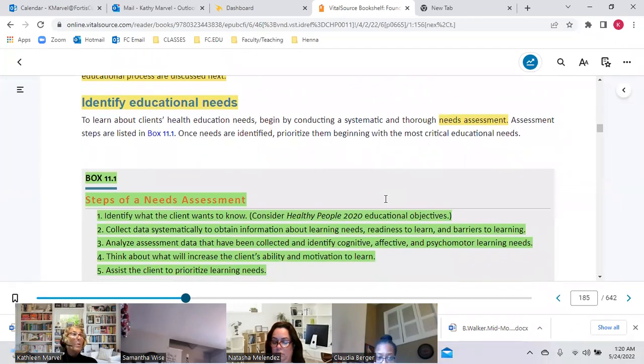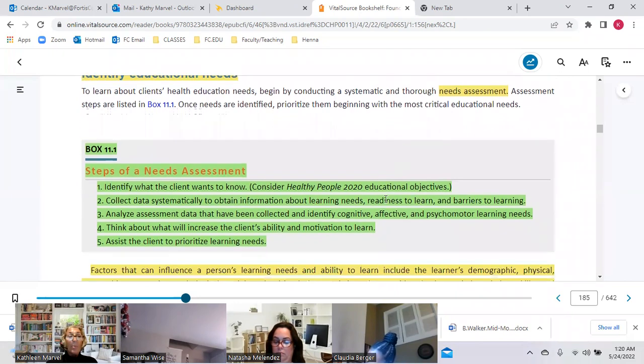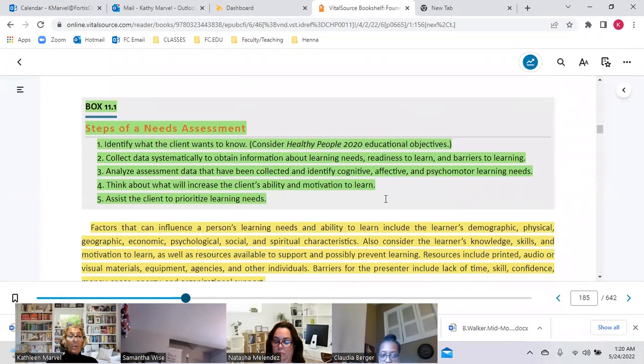Obviously, in order to perform any kind of education, there needs to be a needs assessment. Otherwise, how do we select a topic? Box 11.1 gives you the steps of a needs assessment. What do people want to know? How do we collect data? How do we analyze it?